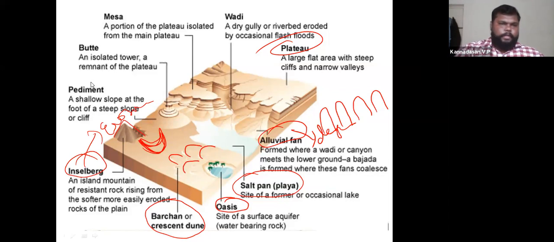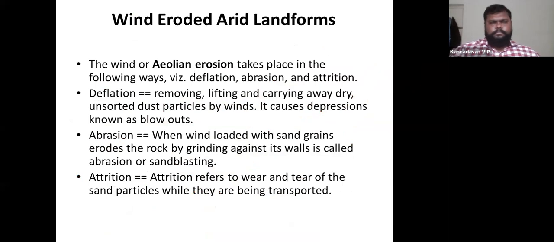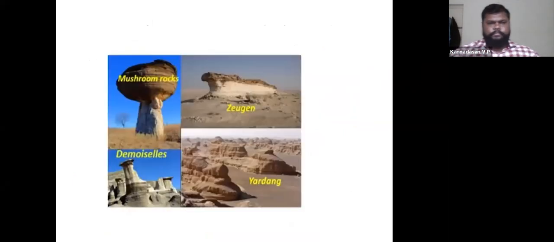Then pediment, butte, mesa, wadi. So these are just other features of the arid landforms. Just know the names. It's more than enough. Right. So this is what we discussed, as I already said, wind eroded landforms, with words like attrition, abrasion. The most important among these features is the mushroom rocks. This is one of the most important erosional features of arid landforms caused by wind.